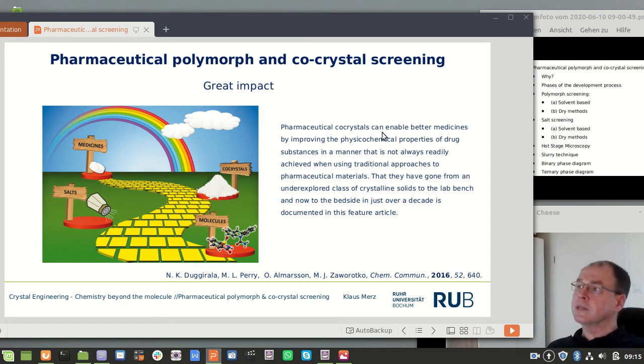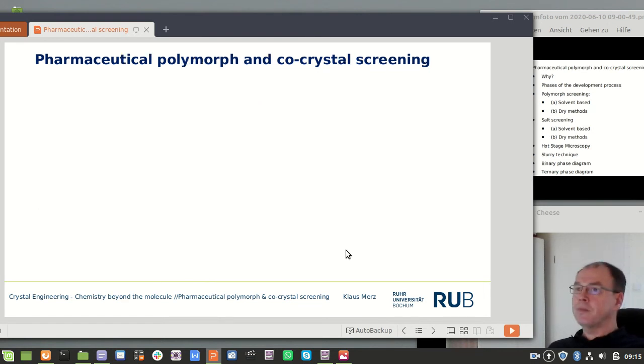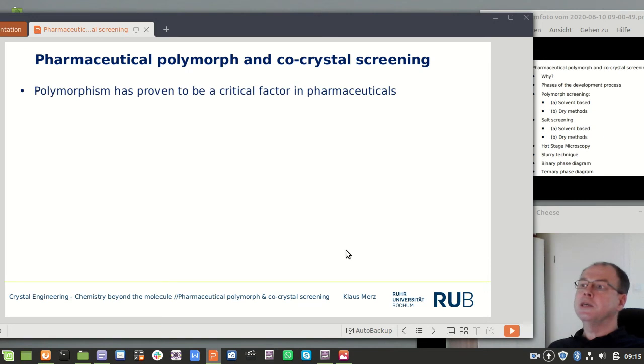Pharmaceutical co-crystals can enable better medicines by improving physicochemical properties of a drug substance in a manner that is not always readily achieved when using traditional approaches to pharmaceutical materials. Very interesting contribution.